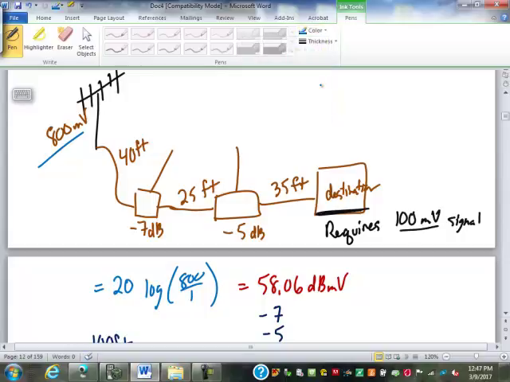With this type of a setup, at some point we'll have to install an amplifier. It really doesn't matter where. Generally, it's best to install an amplifier as early in the system as you can. A lot of times they'll install it at the antenna. Otherwise, they'll install it at the first chance they can get, once it's in out of the weather.